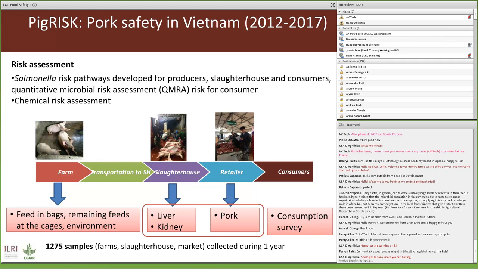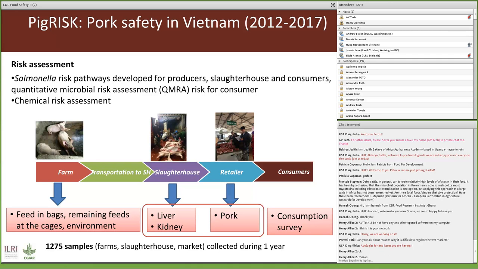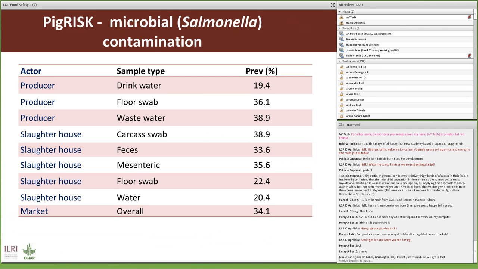For that, we use a so-called risk assessment approach from farm to fork, from the farm where we raise pigs to the table where people consume pork. We collected samples from the farm, slaughterhouse, retailer, and market: environment samples, like water, feces from the pig, but also pork, liver, and kidney in the market and slaughterhouse. We also did a survey with consumers to understand how they prepare, cook, and consume the food, with substantial samples, more than 1,200 samples. From that, for example, I show you the prevalence.